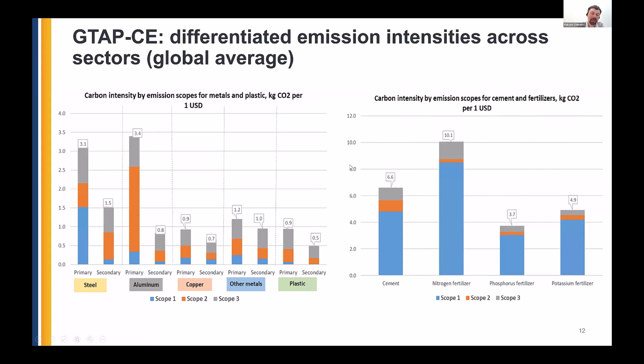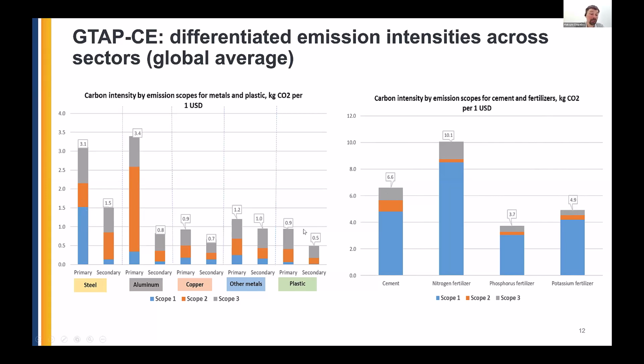So for instance, in case of steel, we see that primary, and these are global averages again, the same as in the previous slide. So we can see that the primary steel production activity has emission intensity more than 2 times higher than secondary production. This is in the case if we consider all 3 scopes of emissions, right? If we consider only scope 1, the differentiation is much, much higher, because scope 1 emissions in case of secondary steel are relatively low.